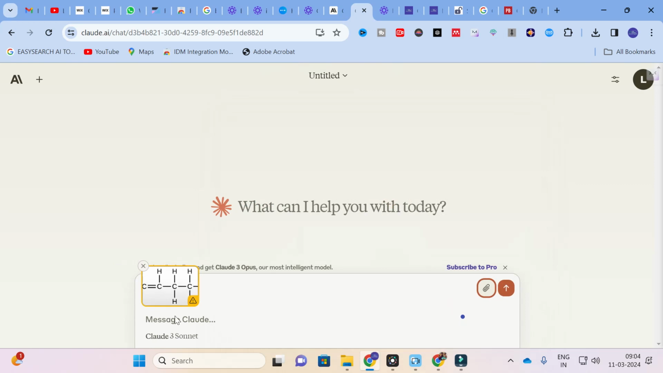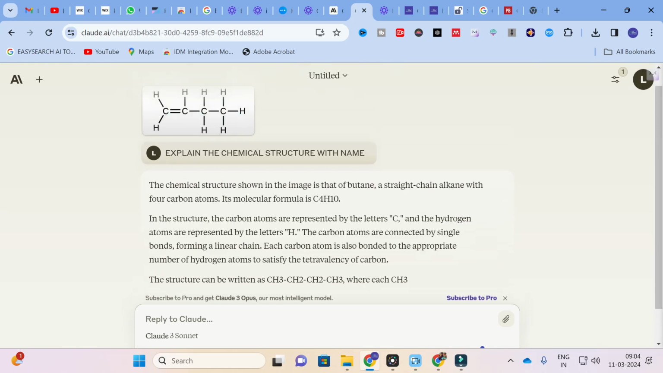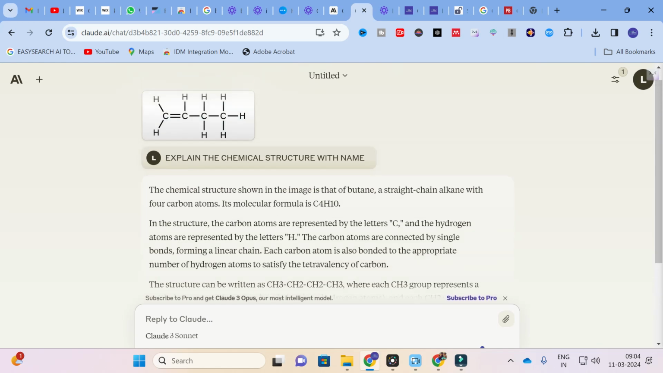So upload that structure. Explain the chemical structure with the name. So like that you can ask that question. Here you can see that the chemical structure shown in the image is that of butane, a straight chain alkane with 4 carbon atoms. Its molecular formula is C4H10.